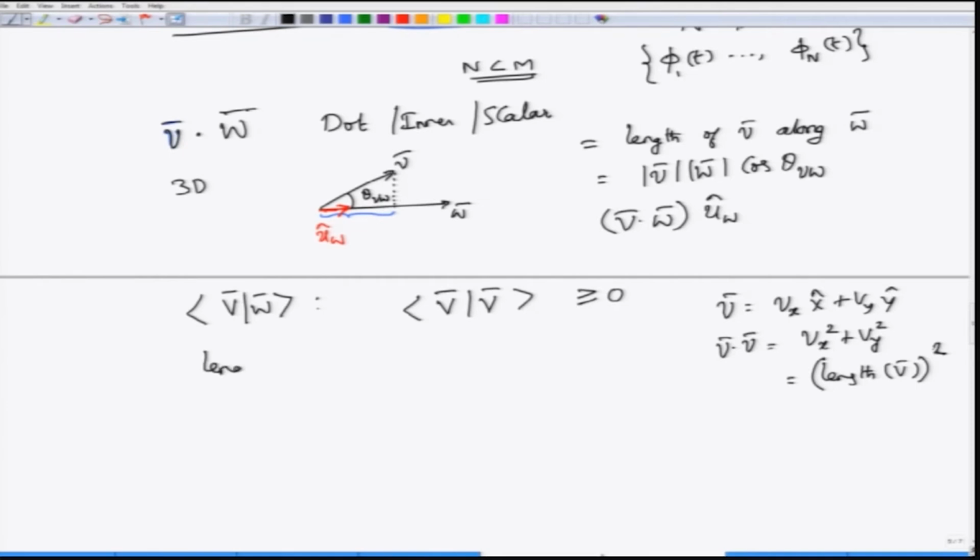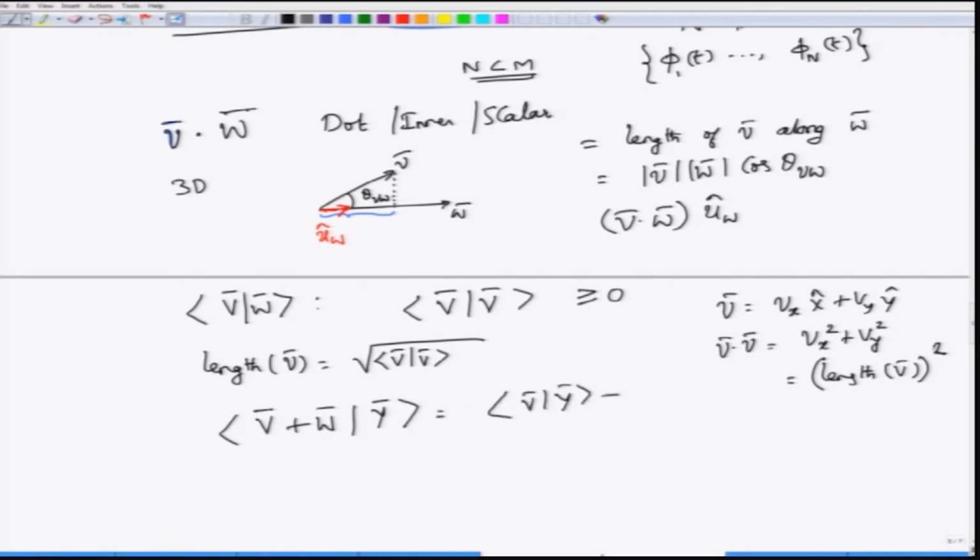This is giving me the length of the vector V square. In other words, if I want to find the length of the vector V, I should take the inner product of V with itself and then take the square root of it, assuming that these vectors are all real vectors, okay. Now the other rule that we want to state is that if I take the sum of two vectors, call this sum V plus W, and then I take one more vector which is say Y, this should be equal to V y plus W y, okay.